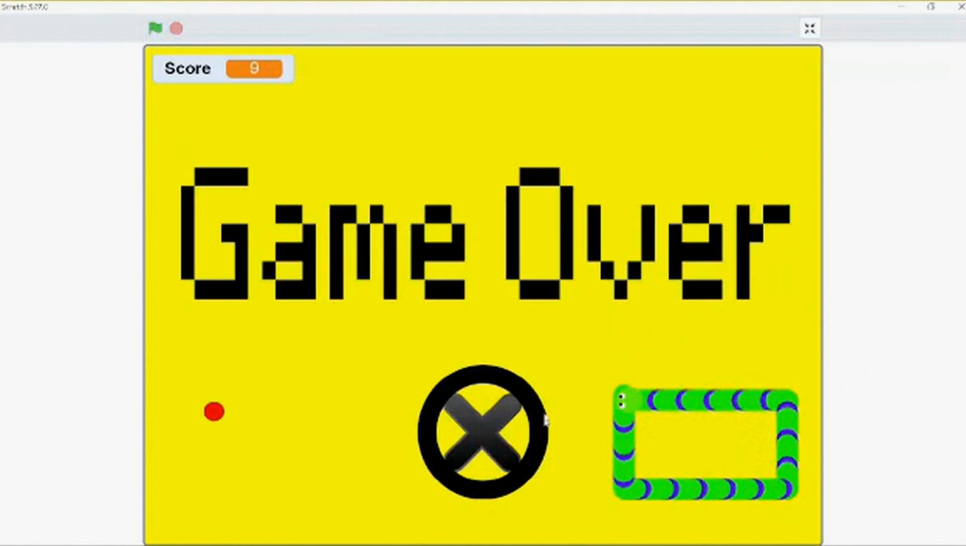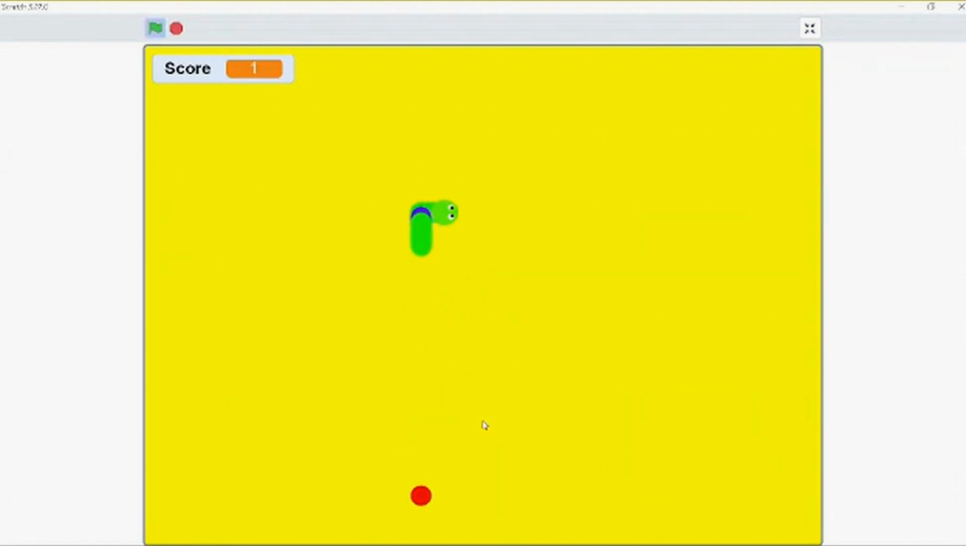Once you die, the game over and restart sprite will pop up. Then you have to press the restart sprite if you want to play this game again. Then if you press the restart sprite, your score would get reset and then you can play this game again.